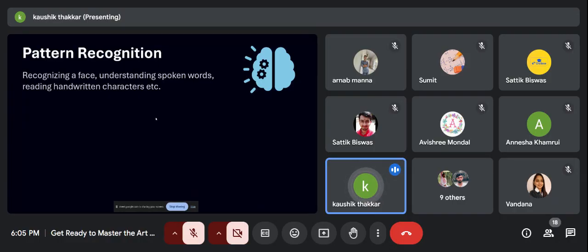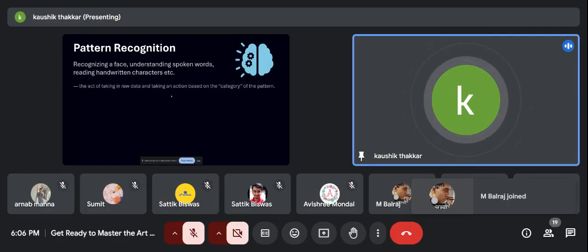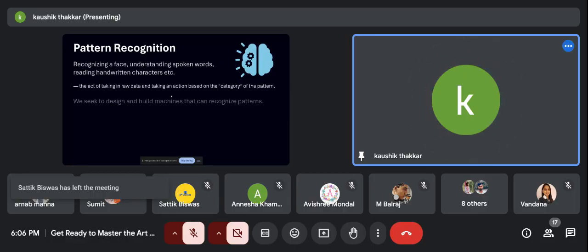So we tend to recognize patterns in our day-to-day life. They can be recognizing a face, recognizing a person, understanding spoken words, reading handwritten characters, right? And how do we come to have this ability? This is just by our training, that we have done these things over time and we have developed this. So pattern recognition is nothing but the act of taking in raw data and taking an action based on the category of the pattern, right?